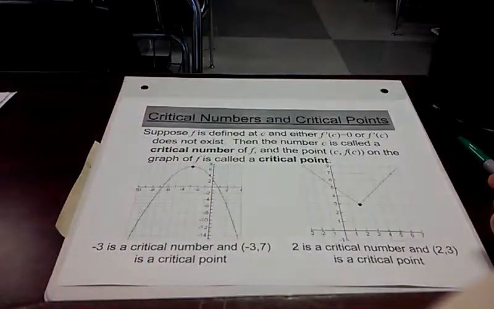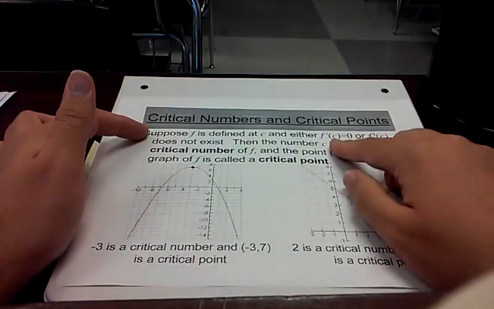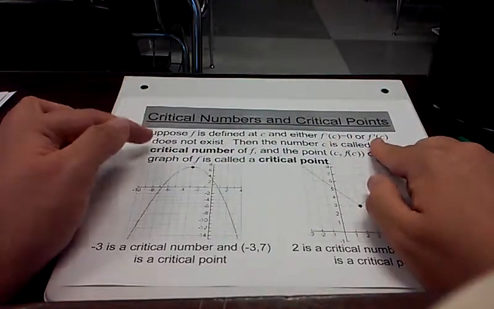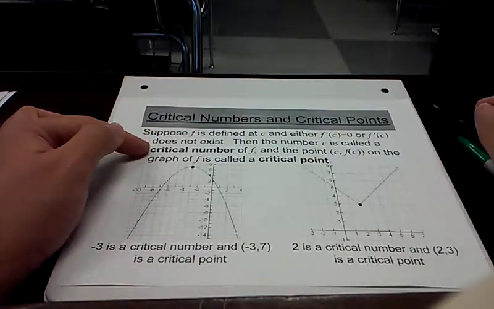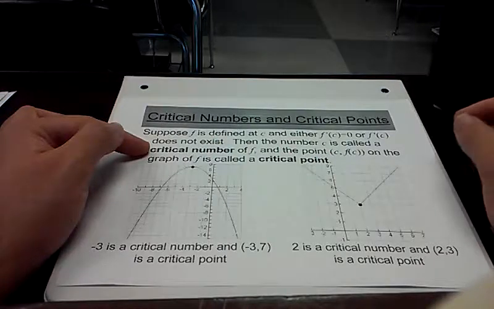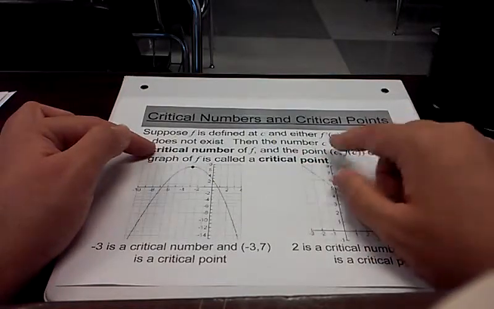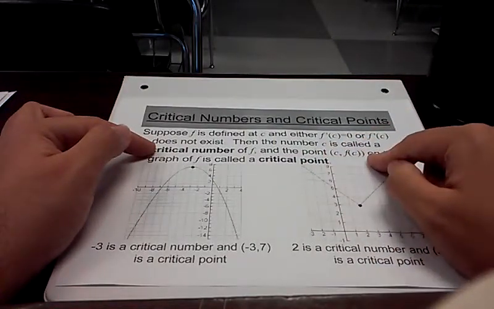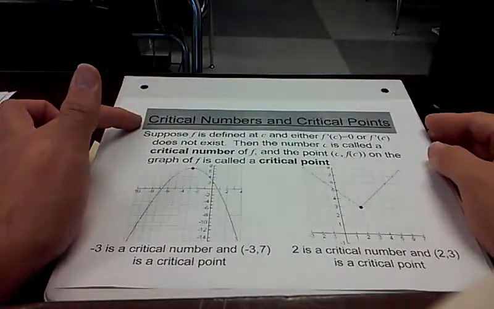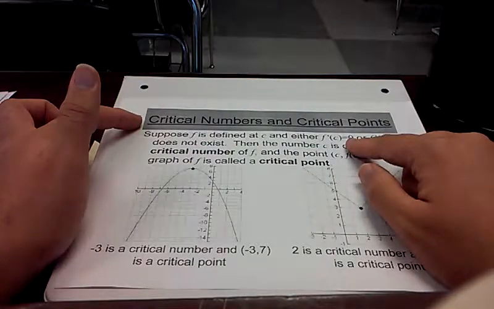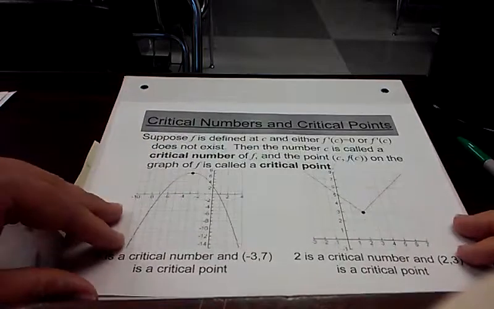Now, the definition of critical numbers. Again, let's say that you have a function, and let's say when you take the derivative, either the derivative is zero or the derivative does not exist. Then that number is called a critical number. If you not only find the x value but also find the y value, then that's called the critical point. So the critical number is the x value, the critical point is the x and y value. And so again, to find the critical number, you take the derivative, and wherever the derivative is zero or where the derivative does not exist, then that is a critical number.